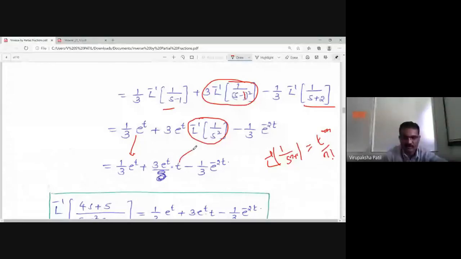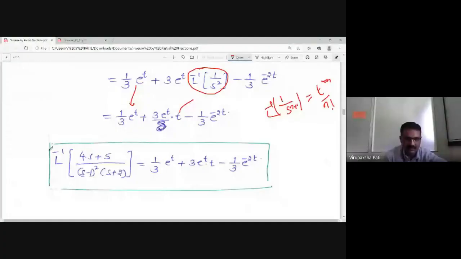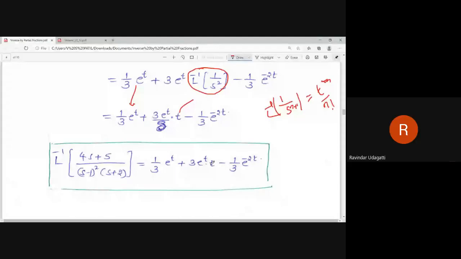Therefore, the inverse Laplace transform of this is, yes, 1 by 3 into e to the power t plus 3 into e to the power t into t minus 1 by 3 into e to the power minus 2t. Okay, is that clear? Hope it is clear.